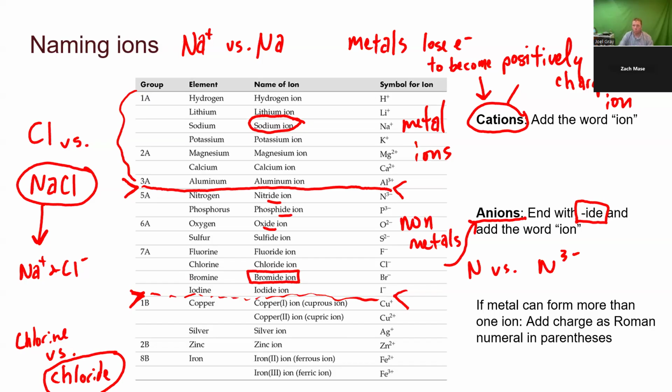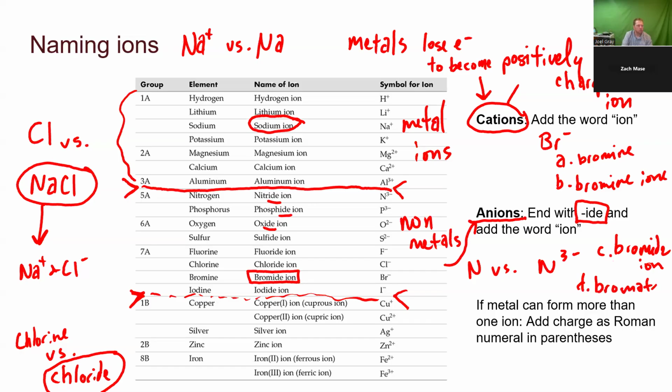So an example question, or one of the ways that you might see this sort of thing on your exam, would be Br minus. The appropriate name for this is A, bromine, B, bromine ion, C, bromide ion, and D, bromate. The correct answer for that would be C, a bromide ion.